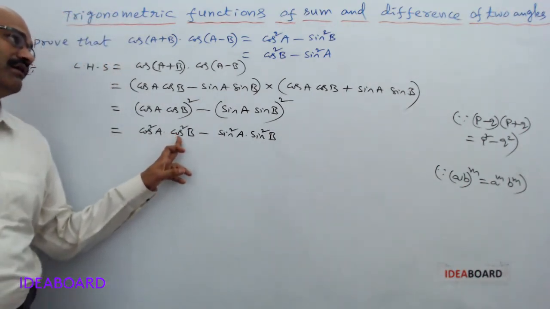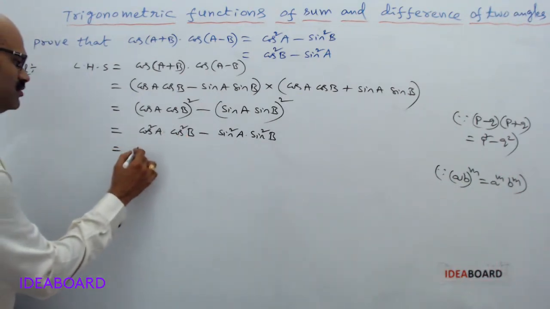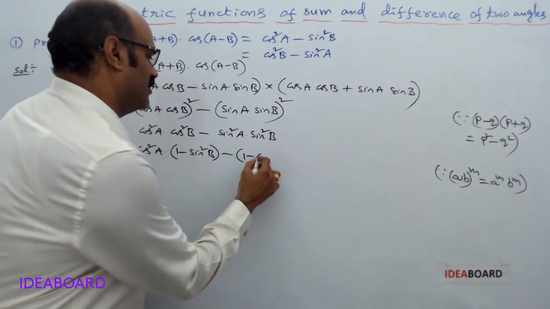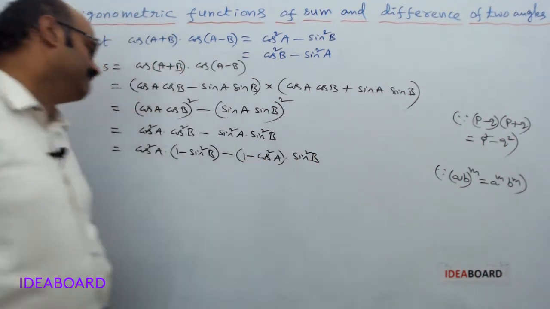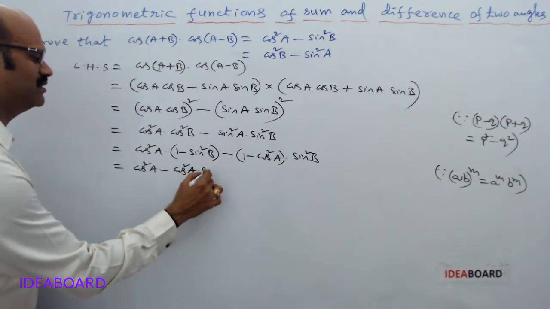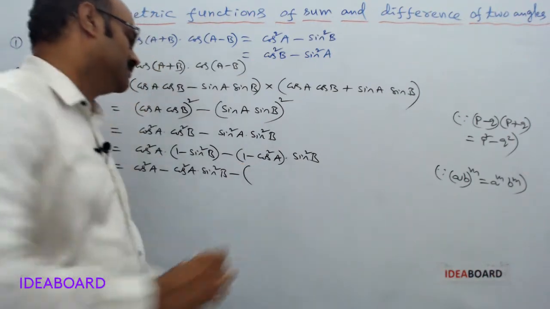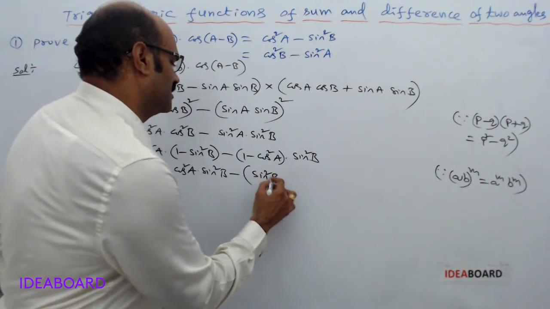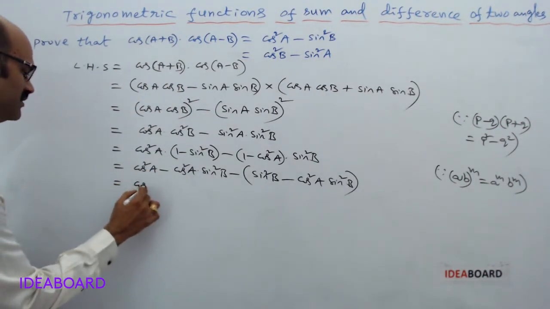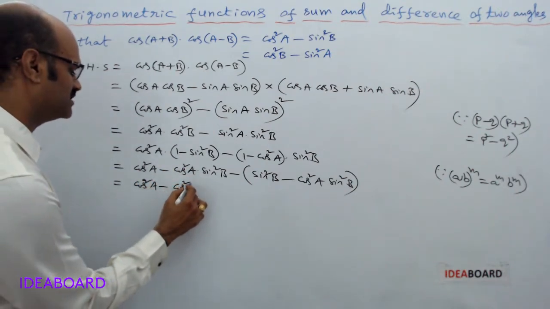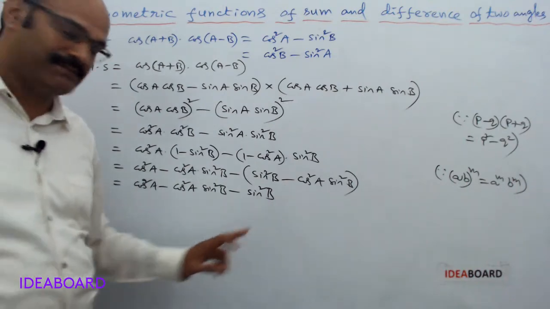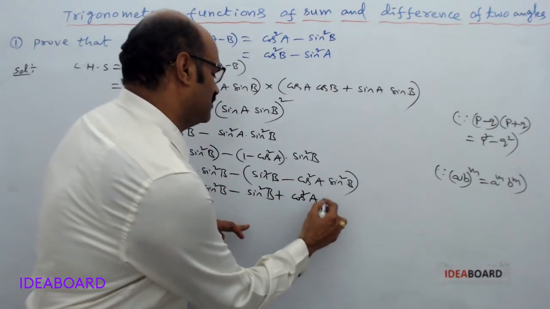Now here we have to write cos² B equal to 1 minus sin² B, and sin² A equal to 1 minus cos² A. So cos² A into (1 minus sin² B) minus (1 minus cos² A) into sin² B. It implies we have cos² A minus cos² A sin² B, minus 1 into sin² B, minus cos² A sin² B, equal to cos² A minus cos² A sin² B minus sin² B, minus into minus plus cos² A sin² B.